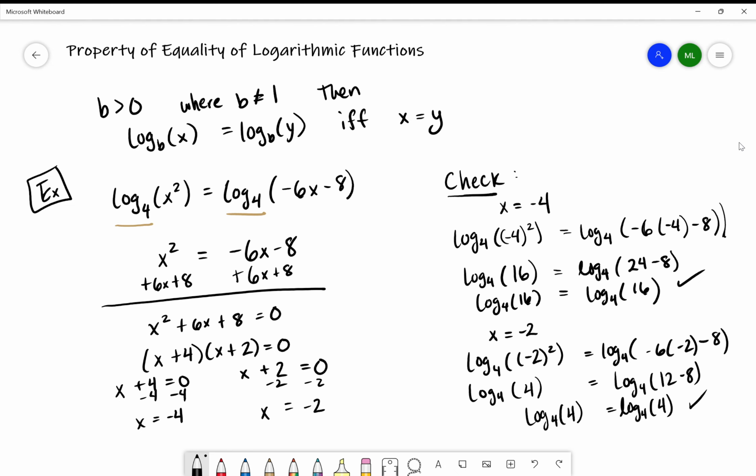Just remember, if it was log of a negative number on one side and a positive number on the other side, obviously they're not equal, and you can't say that that's a possible solution. So our solution for this example is x equals negative 4 and x equals negative 2.